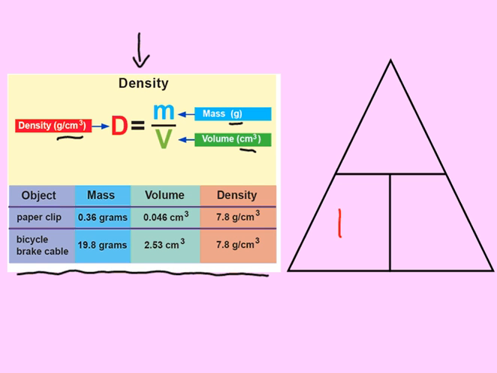How would we use D equals M divided by V in our triangle? It's pretty simple. D would go on the bottom, M on top, and V on the right. And so we know that would be D equals M over V. We know it would be M equals D times V, and we know it would be V equals M divided by D. That would be the three ways to rearrange that.